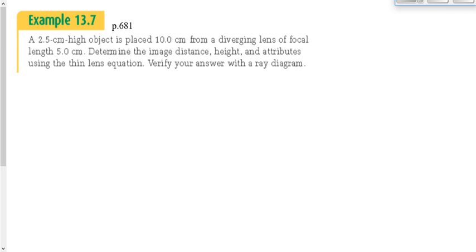Let's take a look at this question on page 681. It says a 2.5 centimeter high object is placed 10 centimeters from a diverging lens. This is something that I definitely want to circle, diverging, to remind me that it's a negative focal point. Remember, diverging lens, negative focal point? It doesn't tell me anything else, but it does tell me that. Determine the image distance, the image height, and the attributes. The attributes are just the characteristics here.